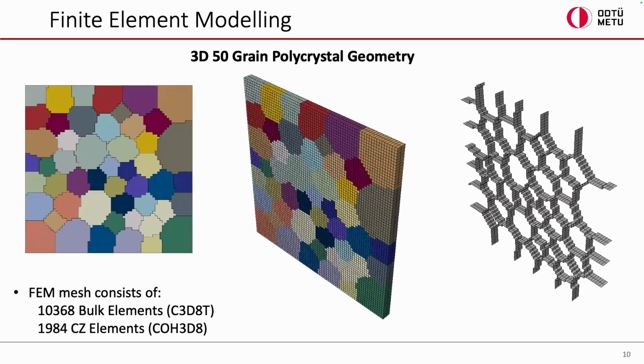In this example, I generated a 50-grain case with a mesh of around 10,000 elements and 2,000 cohesive elements. On the right, you can see the cohesive zone mesh that I generated with an in-house generator code. And on the left, you can see the geometry of the 50-grain polycrystal.